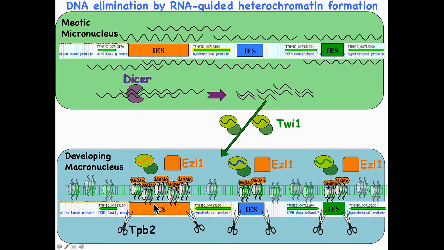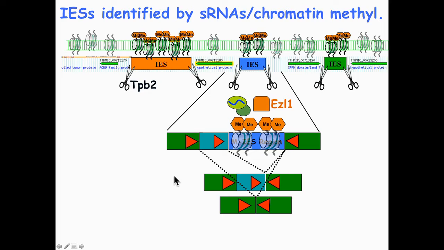So part of how these are precisely eliminated comes down to how they are recognized, and that's with the small RNAs. But we know that that's not sufficient. From work done a long time ago, it was shown that while the scan RNAs target this methylation, the scan RNAs are not uniformly distributed amongst the IESs. Those IESs can be anywhere from about 300 base pairs to greater than 10 kilobases. So that isn't sufficient information to determine how accurate the elimination is going to be.